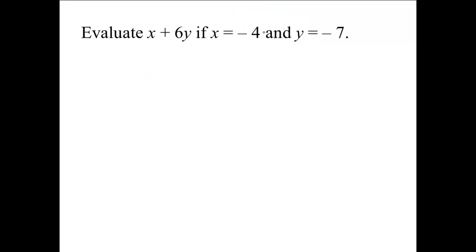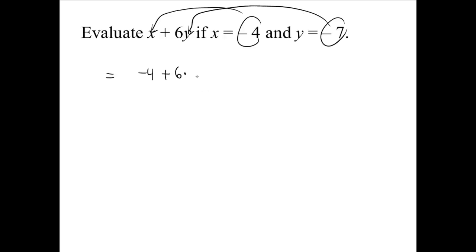If x equals negative 4, y equals negative 7, evaluate x plus 6y. Negative 4 replaces x. So we have negative 4 plus 6y. 6y means 6 times y, and negative 7 goes in place of y. So we have negative 4 plus 6 times negative 7. We multiply before we add. 6 times negative 7, positive times negative is negative 42 in this case. So we have negative 4 plus negative 42.